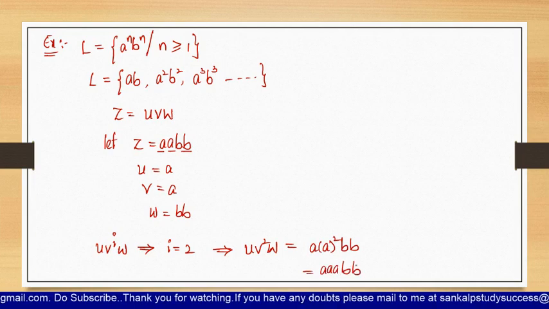So we assumed that u v square w belongs to L, but we are contradicting our statement. This does not belong to L. So now you can say that the given language is not regular.